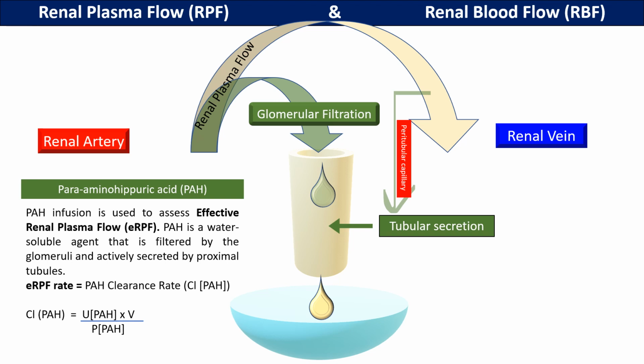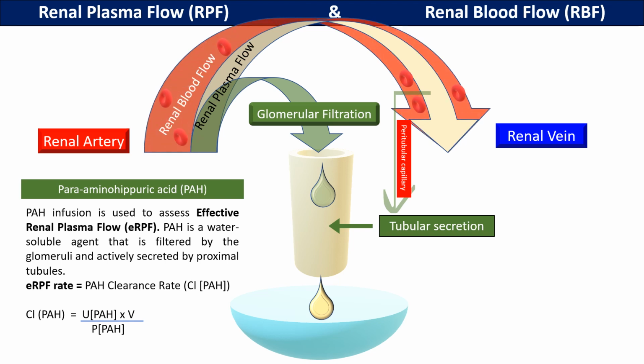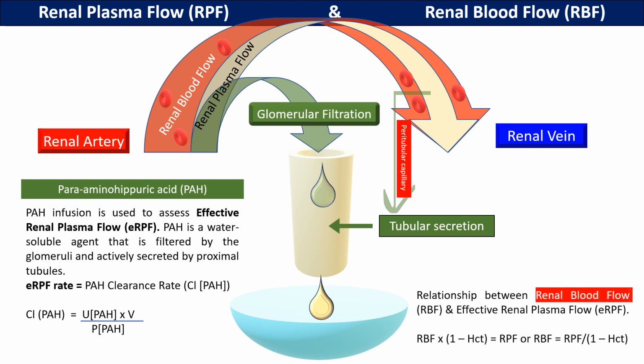Since PAH clearance is not quite 100% with a single pass of renal plasma flow, effective renal plasma flow as measured by PAH clearance is slightly underestimated. How do we calculate renal blood flow from renal plasma flow? Recall that plasma volume is whole blood volume times the quantity 1 minus hematocrit. From here, we can solve for renal blood flow, which is renal plasma flow divided by the quantity of 1 minus hematocrit.